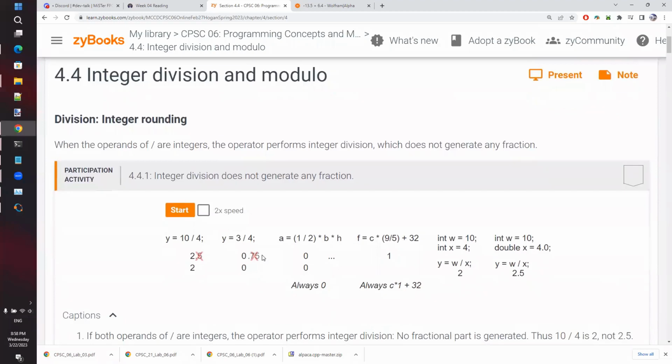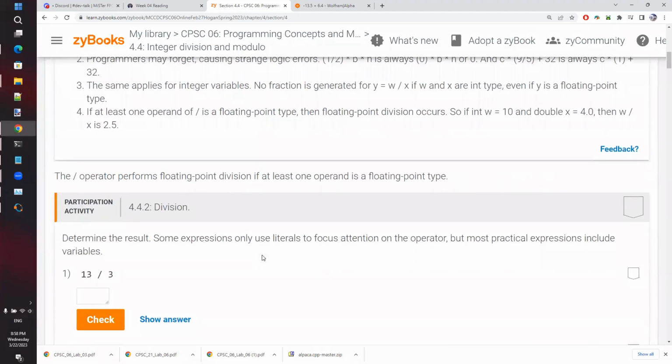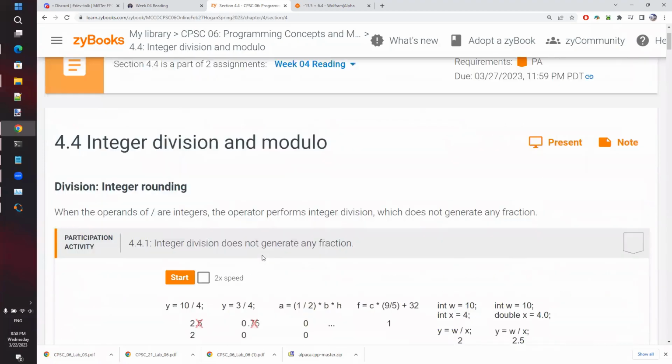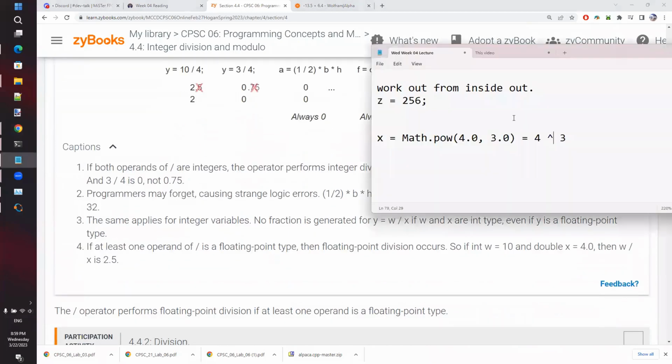We'll do a little bit more of this. This is going to be a little bit confusing. Well, I won't say a little bit confusing, but it will be when we get to the remainders. But at first, it won't be. So this is section 4.4, which is integer division.